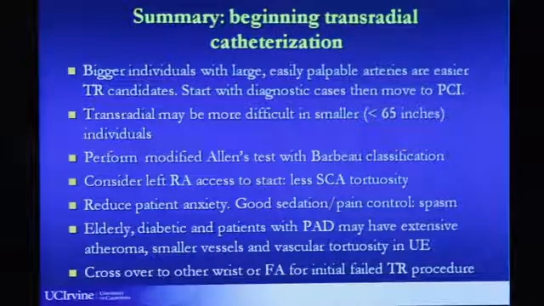Elderly patients, diabetic patients, and patients who may have peripheral artery disease may tend to have extensive atheroma. They may have smaller vessels, may have more vessel tortuosity, and so this may be seen in the upper extremities. These are individuals perhaps to stay away from initially until the skills of the cath lab and the individual are improved upon. And also consider preparing the groin site, preparing the femoral artery access site in case you initially fail with transradial access. Keep in mind to consider access with the other wrist as well.